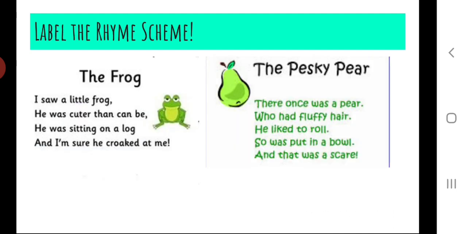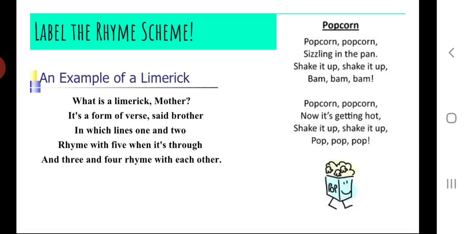Here's a couple more little examples. I saw a little frog. He was cuter than can be. He was sitting on a log, and I'm sure he croaked at me. So what's the rhyme scheme for that? A, B, A, B. Okay. And you can look at the pesky pair if you want. More label the rhyme scheme.